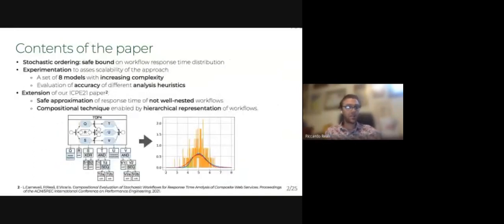The technique is developed to guarantee a safe bound approximation for the response time distribution of the workflow. And the experimentation has been conducted in order to assess the feasibility and the scalability of the approach. To this end, we evaluated the compositional method with eight different models having increasing complexity. And we have used three different heuristics to investigate how results change in terms of accuracy when different actions are taken during the analysis. The work is a development of a previous paper, which we have extended by treating not well-nested workflows, by introducing a hierarchical representation through which we calculated a safe bound for the response time.